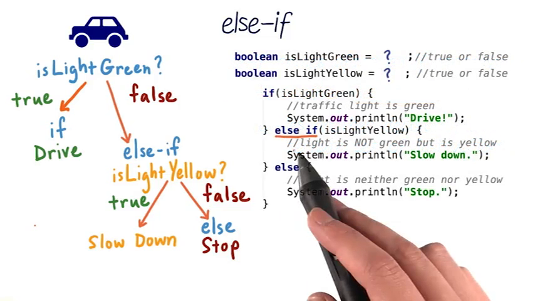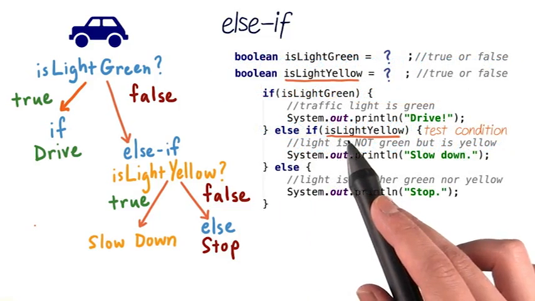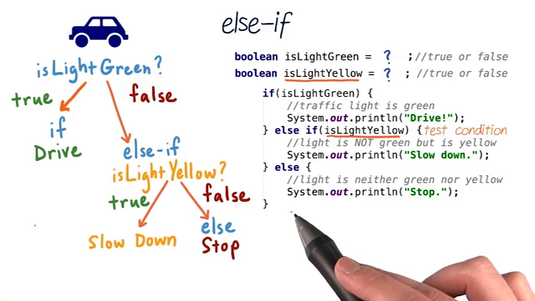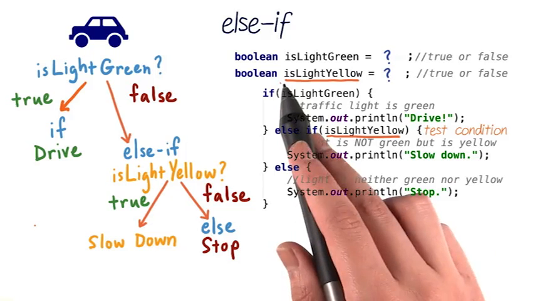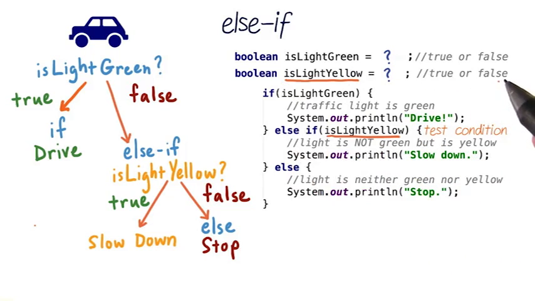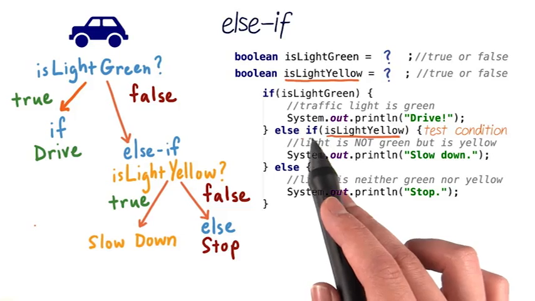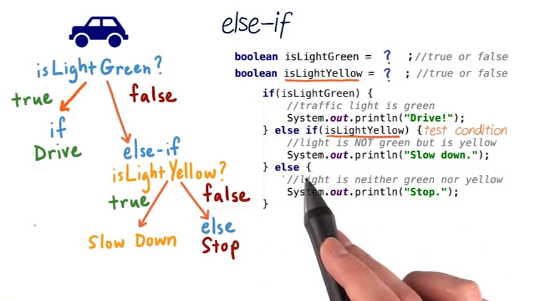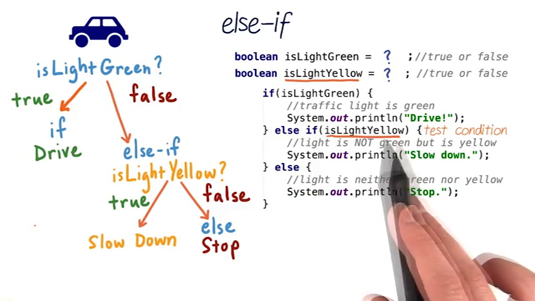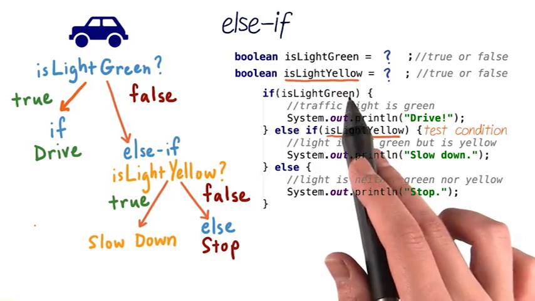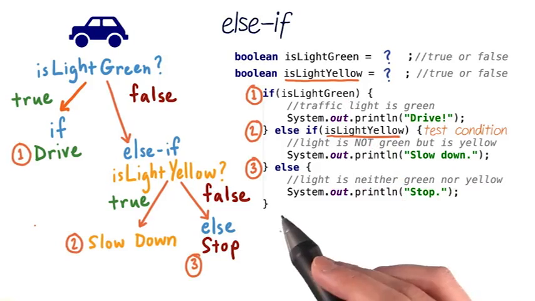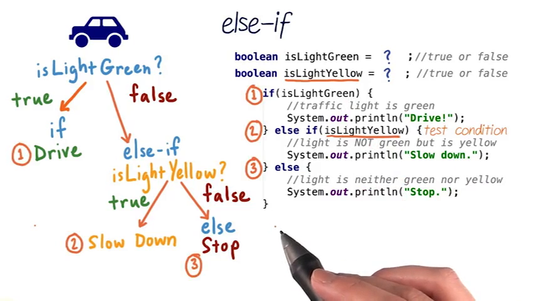Here's our code with our else if. The first thing we need to know for our else if test condition is if the traffic light is yellow. So let's say we have a new Boolean variable, isLightYellow, which will be either true or false. And then we have our else if, after our if, but before our else statement, and this checks the test condition isLightYellow. So if the light is yellow, but not green, we'll enter our else if and print out slow down. And now we have three decision pathways we can take.